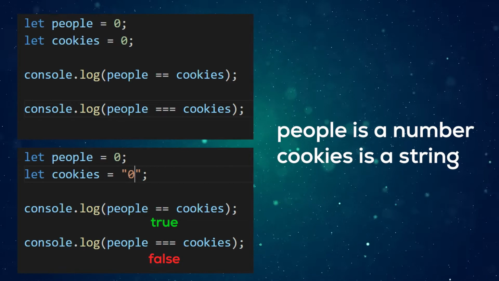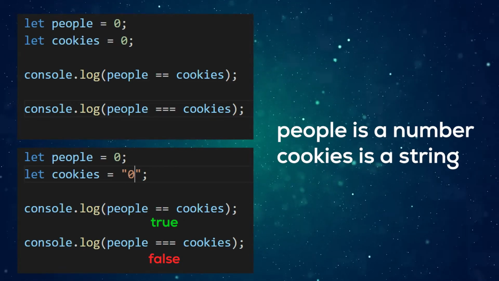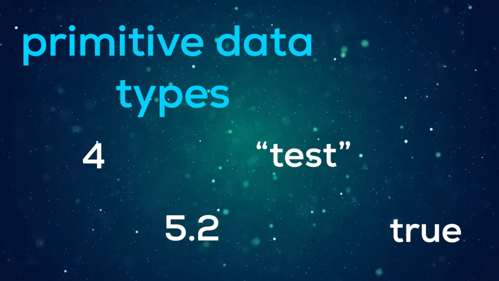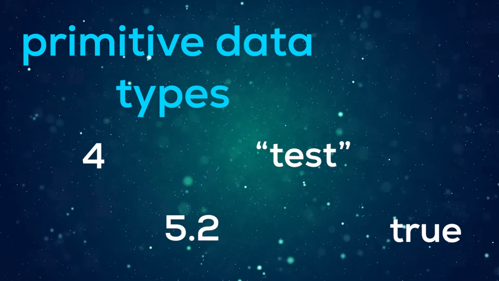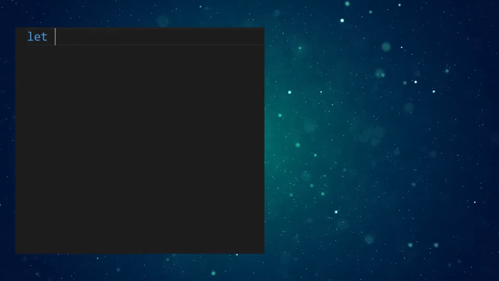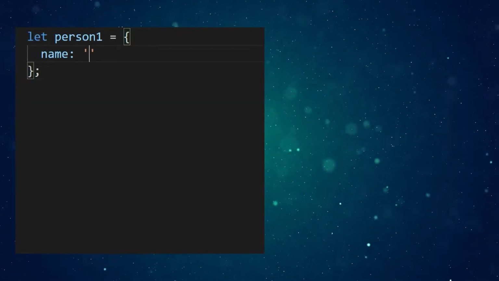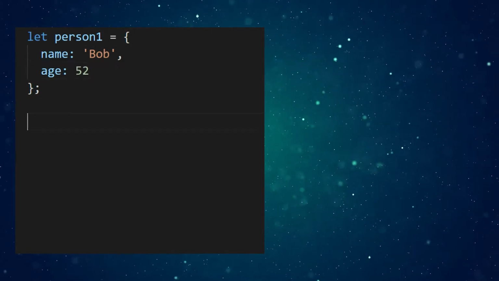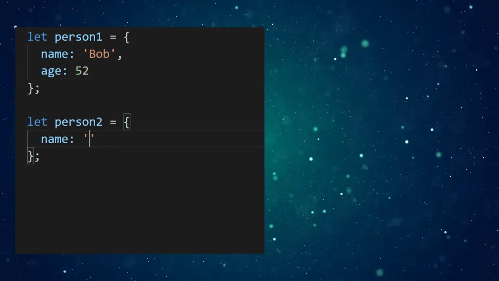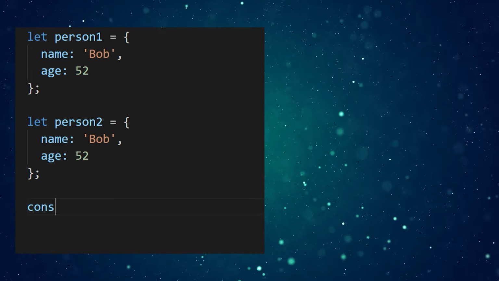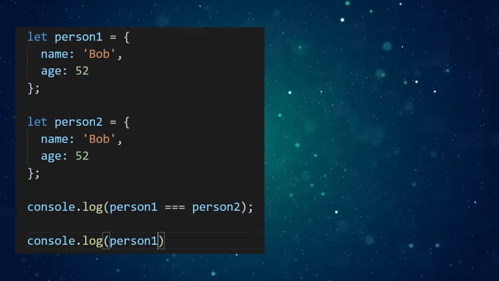Two variables of different types will never be equivalent with triple equals. This covers primitive types such as strings and numbers, but what about objects? Create a person object, person1, with name Bob and age 52. Create a second person object with the same values. Then compare the objects using console.log.